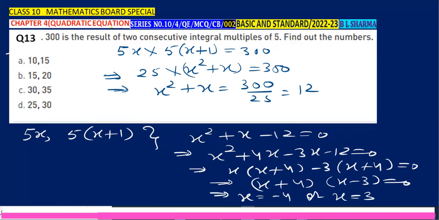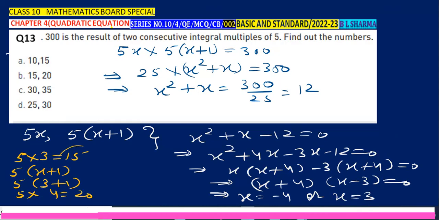जो x की वैल्यू होगी वो -4 या 3 होगी. देखिए, here no number is negative. यहाँ पे कोई नंबर नेगेटिव नहीं है. That is why we have to take here 3. So we are taking x is equal to 3. तो देखिए, 5 into 3, that is 15, and 5x plus 1, 5 into 3 plus 1, 5 into 4, that is 20. So the consecutive multiples of 5 will be 15 and 20. So here B is the correct option.